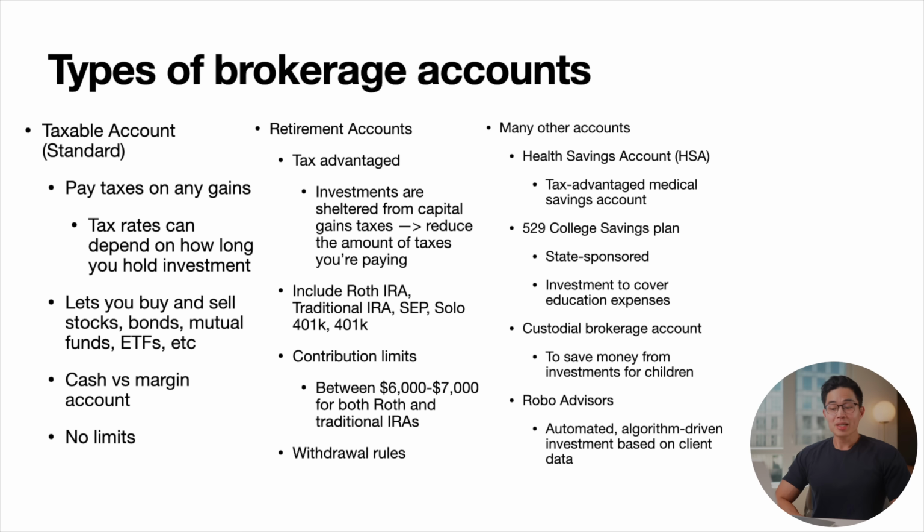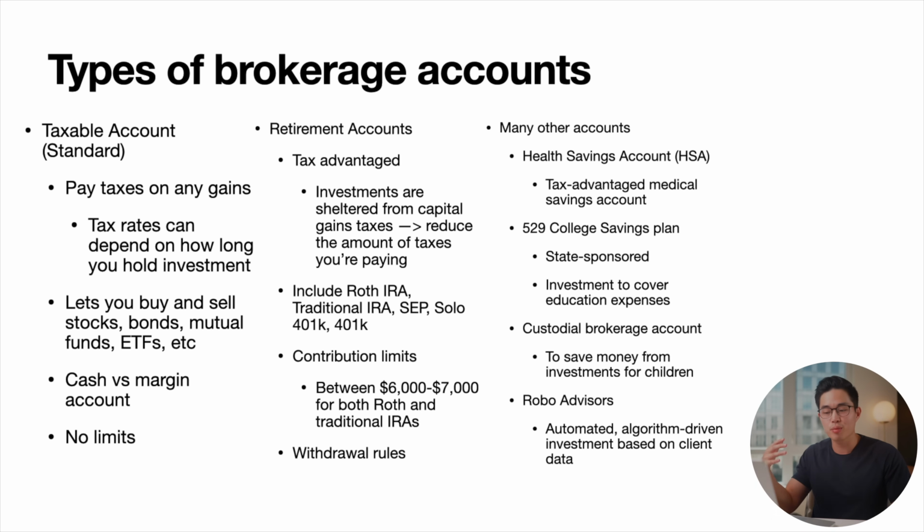retirement account. Retirement accounts include things like the Roth IRA, the traditional IRA, the SEP, the solo 401k, and the 401k. There are contribution limits to this because, of course, they don't want you to put all your money into these tax advantaged accounts. So with Roth and traditional IRAs, you are limited to $6,000 per year or $7,000 if you're age 50 or older. There's also different rules with SEP, solo 401k, and 401k accounts, but we're not going to get into too much detail about that. And with all these retirement accounts, there are withdrawal rules.